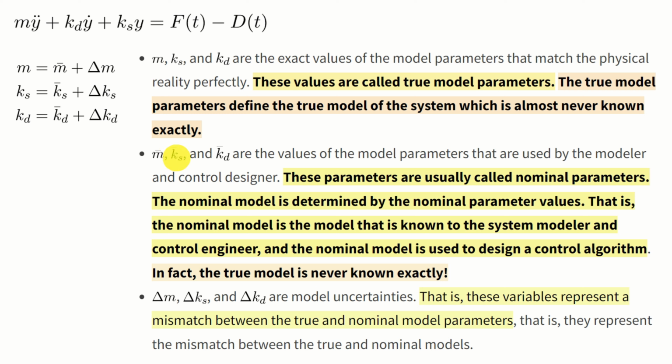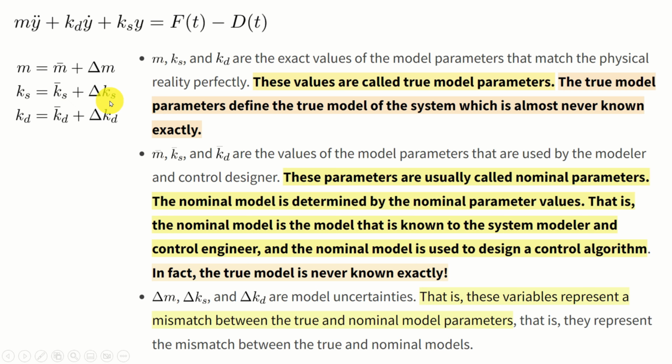Consequently, M bar, Ks bar, and Kd bar are the values of the model parameters that are used by the modeler and control system designer. These parameters are usually called nominal model parameters or nominal parameters. The nominal model is determined by the nominal parameter values. That is, the nominal model is the model that is known to the system modeler and control engineer, and the nominal model is used to design a control algorithm. In fact, the true model is never known exactly, and we only know the nominal model parameters. That is, we know M bar, Ks bar, and Kd bar.